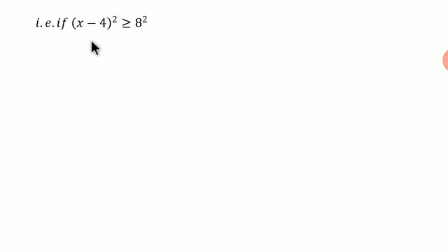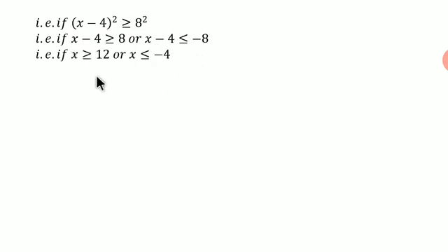That is, if x minus 4 bracket square is greater than or equal to 8 square, because LHS is a complete square of x minus 4, and RHS is a complete square of 8. So here we get, that is, if x minus 4 is greater than or equal to 8 or x minus 4 is less than or equal to minus 8. That is, if x is greater than or equal to 12 or x is less than or equal to minus 4.